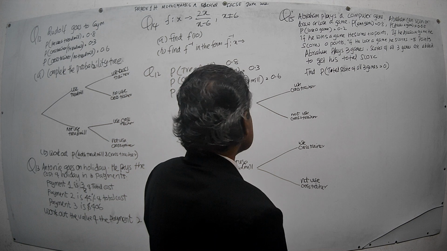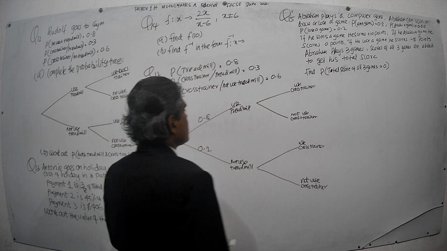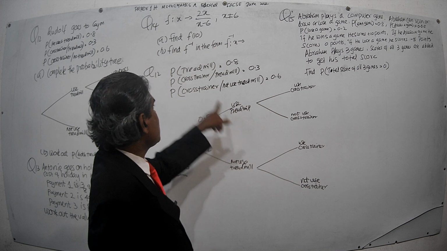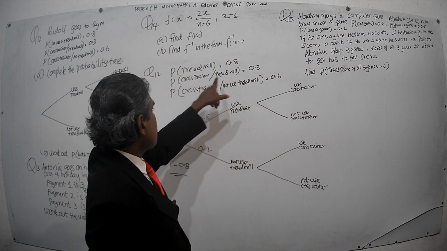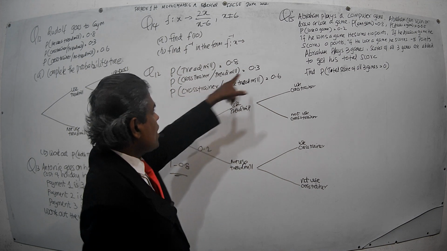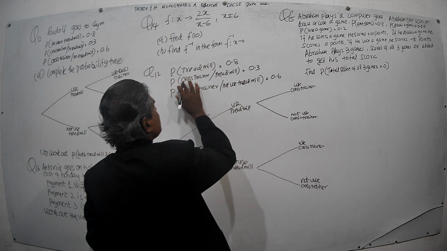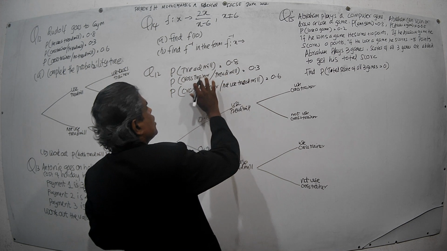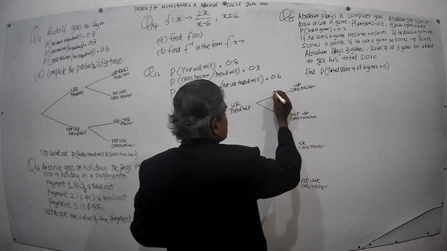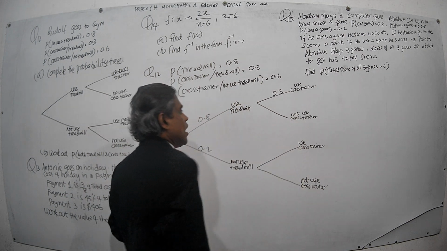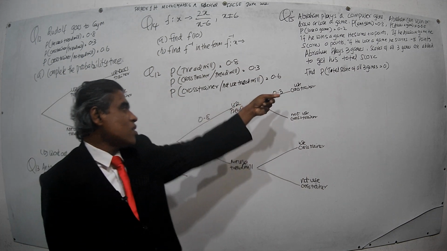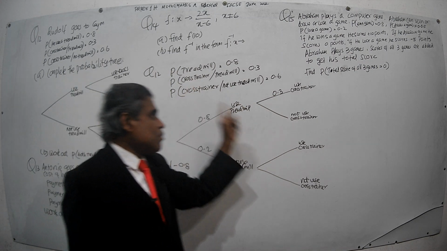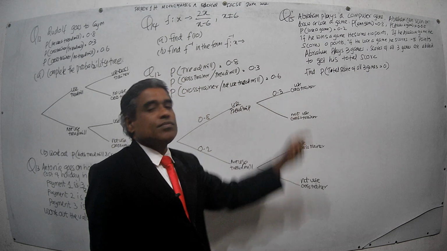Then we'll go to the next. If we use the treadmill, then the probability that he uses the cross trainer is 0.3. This means that if he uses the treadmill, the probability that he uses a cross trainer is 0.3. What does this line mean? He used the treadmill, and he used the cross trainer also.